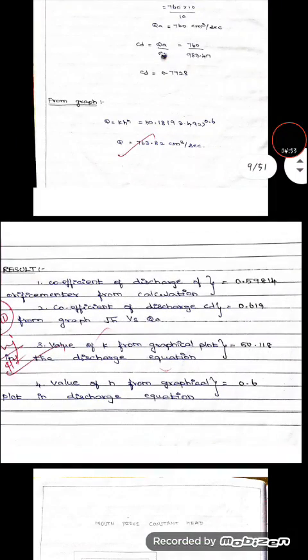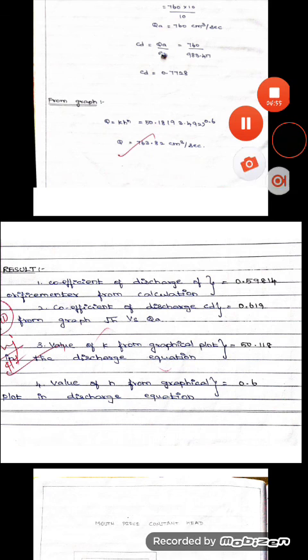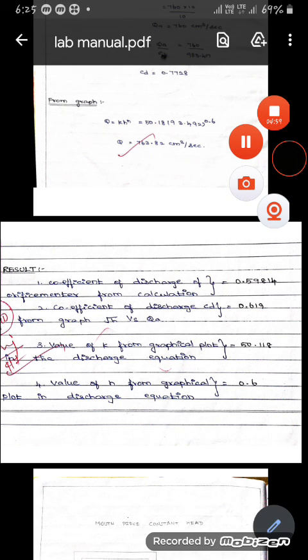Then we have to fill the values in the result section. Here the coefficient of discharge value has been filled from the tabulation, the average value of all the 5 readings, and then the CD value from the graph has been written here, and then the K value and N value from the graph have been written in the result.